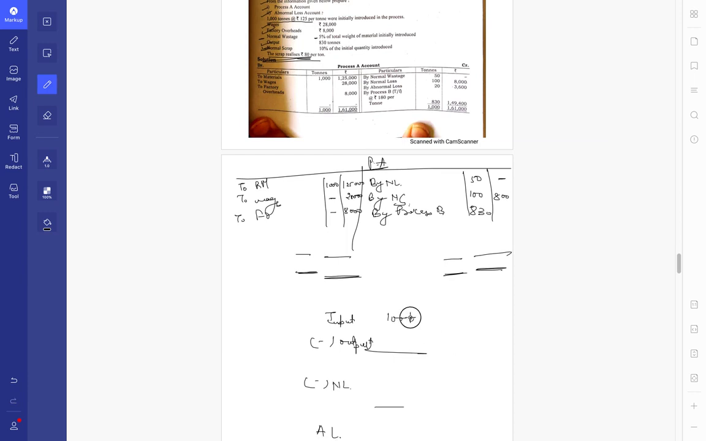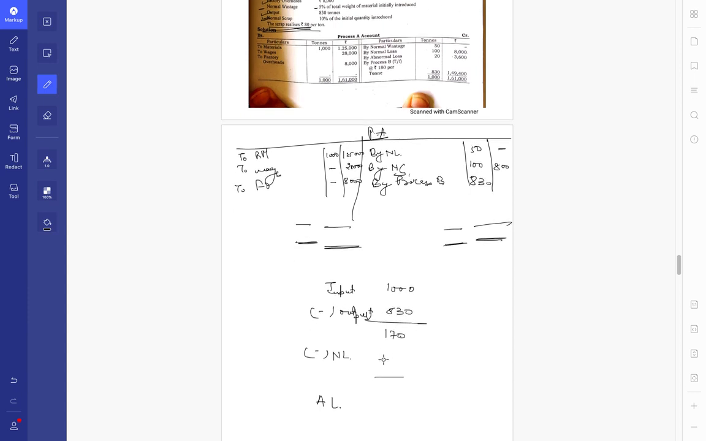So input is 1000 units, output is 830 units. We are left with 170, out of which 50 units are our normal loss. That would leave us 120. But if you take 120 as abnormal loss, that would mean that we are actually producing more than what we had input earlier. We are producing almost 100 units more. This would come up to be 1100 and the total would be 1000. So we are producing 100 units extra.